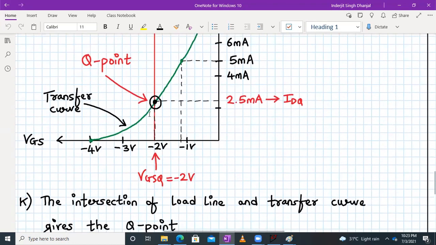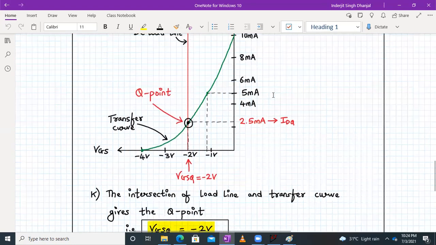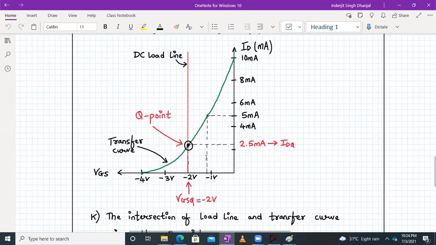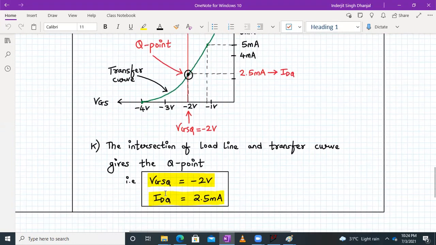As you can see, here is my Q point. So here your VGSQ will be -2 and IDQ correspondingly will be 2.5. So the intersection of the load line and the transfer curve gives the Q point. And this Q point by graphical method is matching with the analytical method. So we have here Q point as VGSQ, which is -2, and IDQ, which is 2.5.